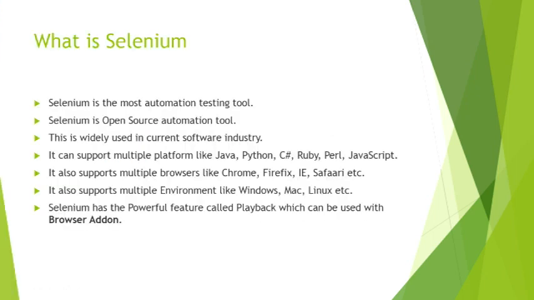As you already know, Selenium is the most popular automation testing tool. It's open source, and in the current software industry it's very widely used. It supports multiple languages like Java, Python, C#, Ruby, Perl, JavaScript. It supports multiple browsers like Chrome, Firefox, IE, Safari, and also multiple environments like Windows, Mac, Linux. Selenium also has powerful features like record and playback, which can be used as a browser add-on.